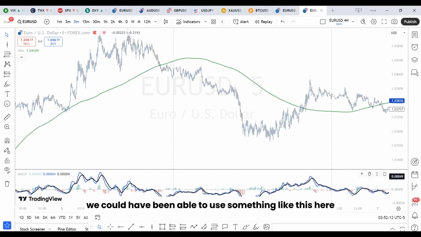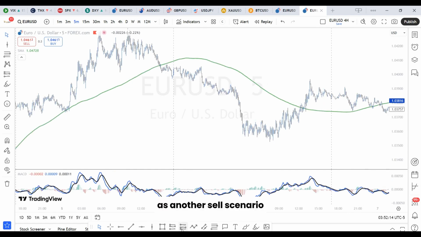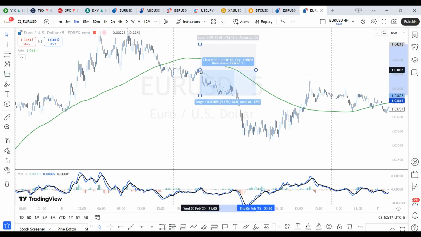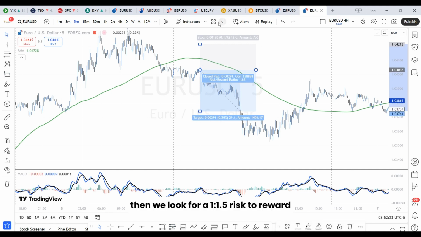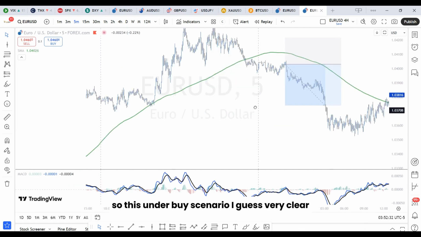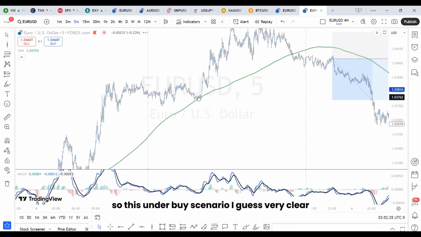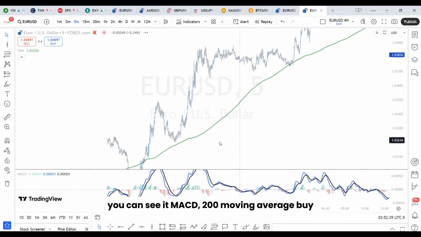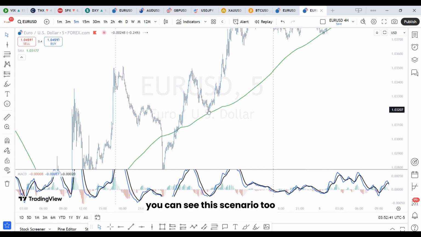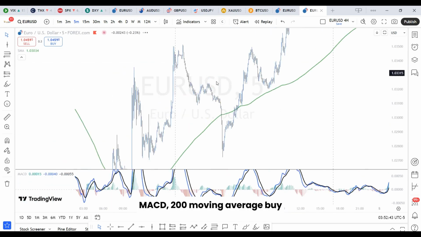Okay, we could have been able to use something like this here as another sell scenario, which, let's say we're targeting this area as our profit target. Then we look for a 1:5 risk to reward trade, and you see the market hit our take profit. So this is another buy scenario, I guess. Very clear. You can see it, MACD, 200 moving average, buy. You can see this scenario too, MACD, 200 moving average, buy.